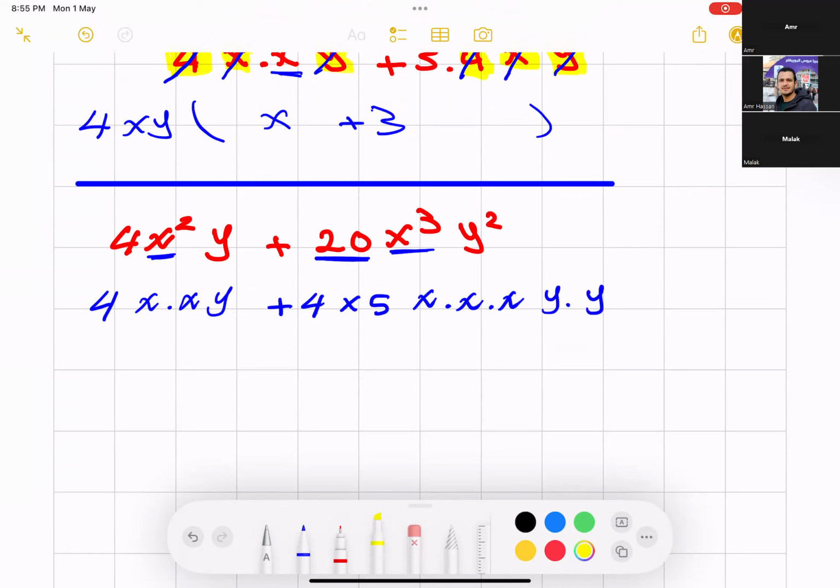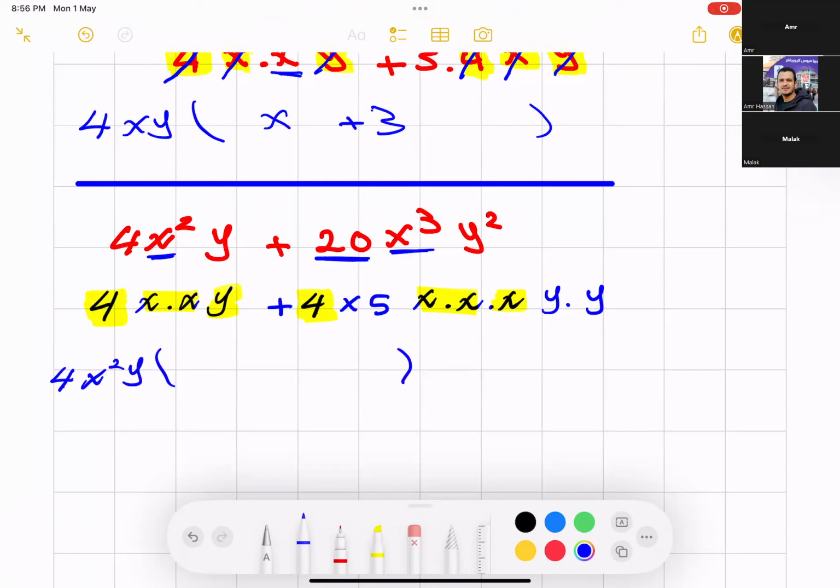So let me try to highlight the common factor between the first term and second term together. We have 4. I think this one is common, right? I attempted to highlight it. What about the next one? We have x² and x², and y. Exactly. This is called the highest common factor. So it's going to be 4x²y, right? And then 5, you put 5.